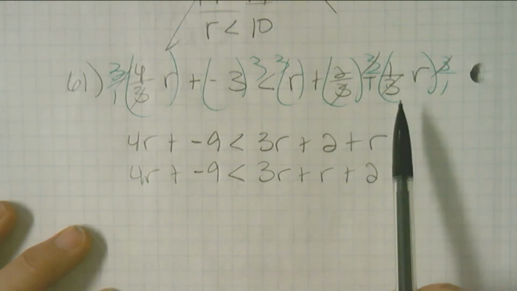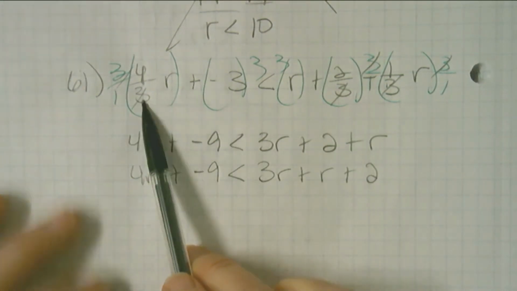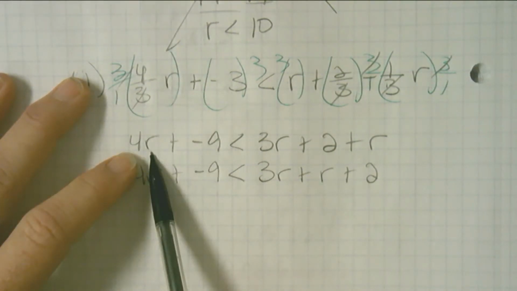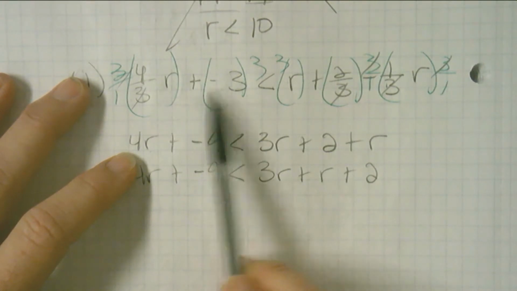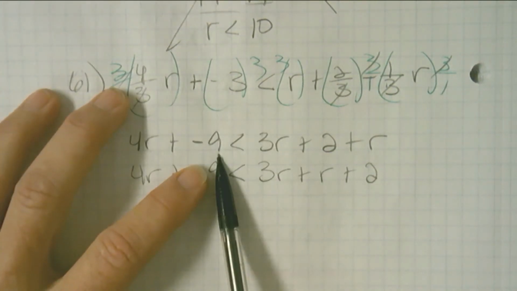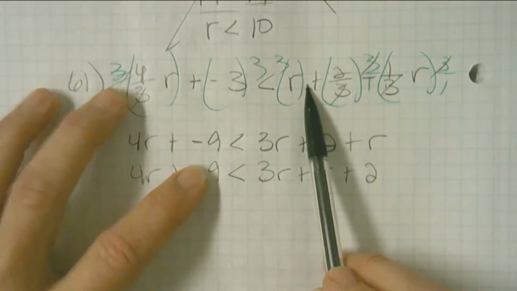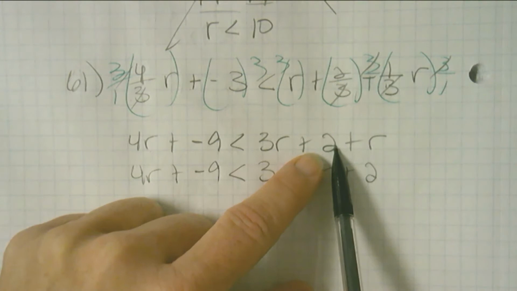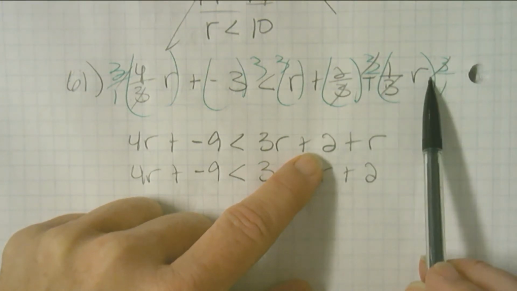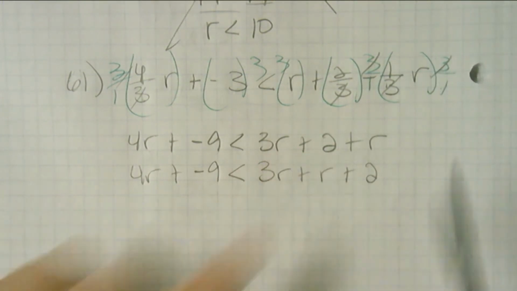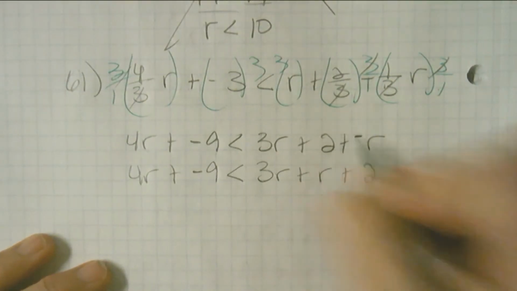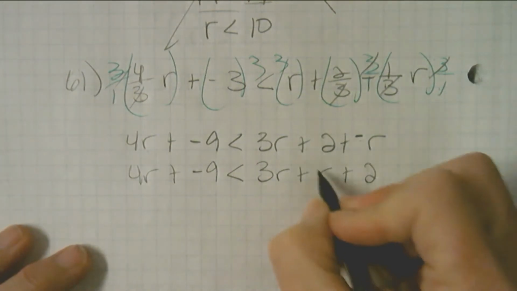Why do I feel like I still have something wrong here? You guys checking this for me? Multiply this by 3, that gives me a 4r. Multiply this by 3, I get my negative 9. Multiply this by 3, I get 3r. Multiply this by 3, I just get 2. Multiply this by 3, I get 1r. Do you guys agree with this? Okay. Oh, I know what this is. This should be a plus a negative. Okay. That's what threw me off. I lost my sign.